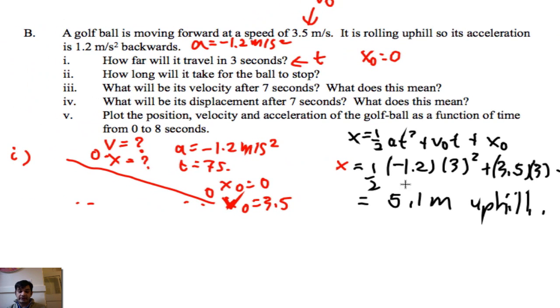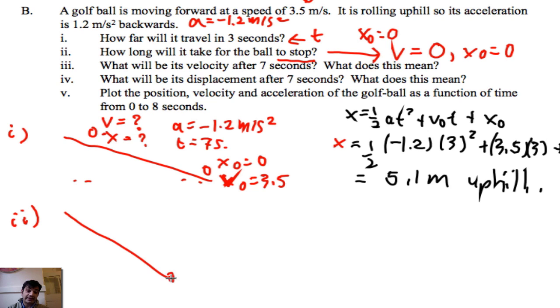Now it says how long will it take for the golf ball to stop. So let's go ahead. When it says for the ball to stop, get this memorized. When it says to stop, that means v equals 0. Okay? And once again, x0 is still 0. Okay, so let's be clear here.